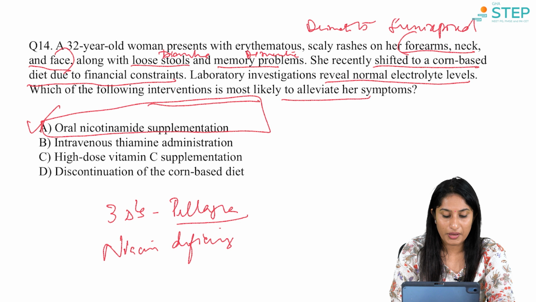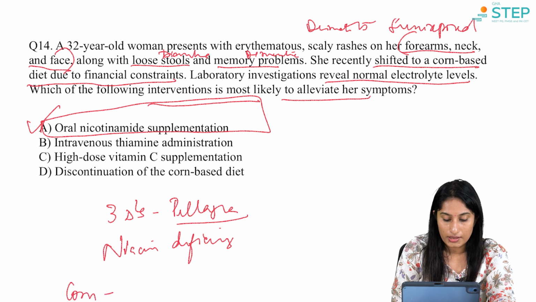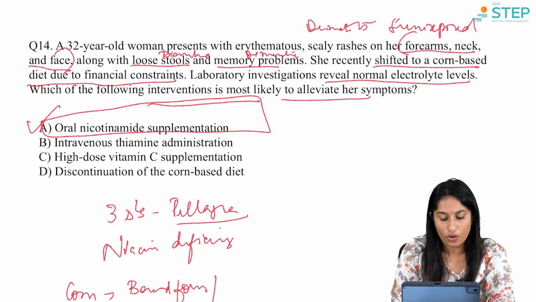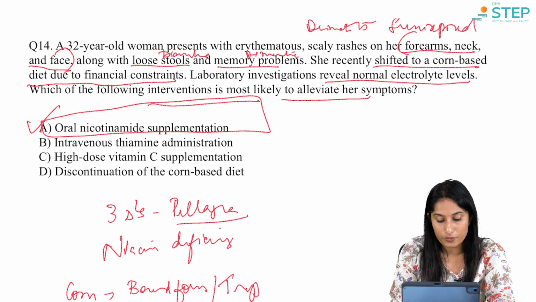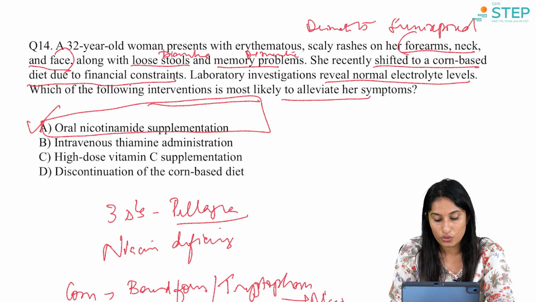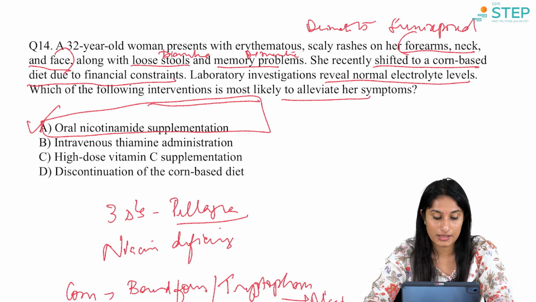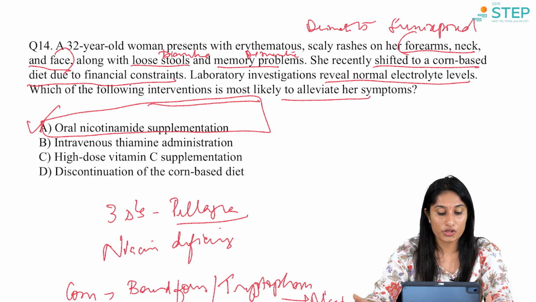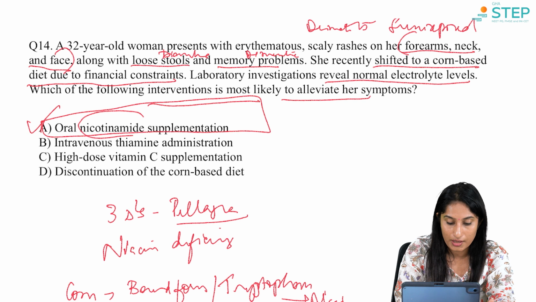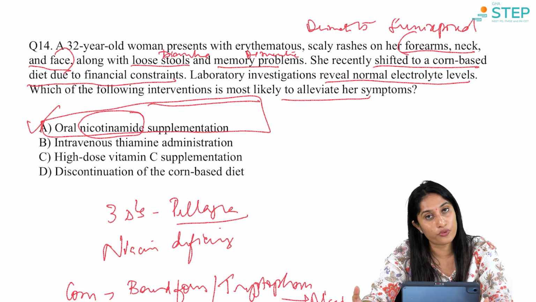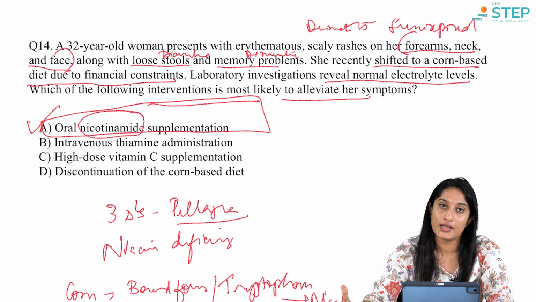Yes, corn based, because in corn the niacin is in the bound form, or there is a lack of tryptophan which will not give us the niacin. So, the patient is deficient in niacin. So, we give the supplementation nicotinamide. Nicotinamide is nothing but the amide form or the active form of niacin.